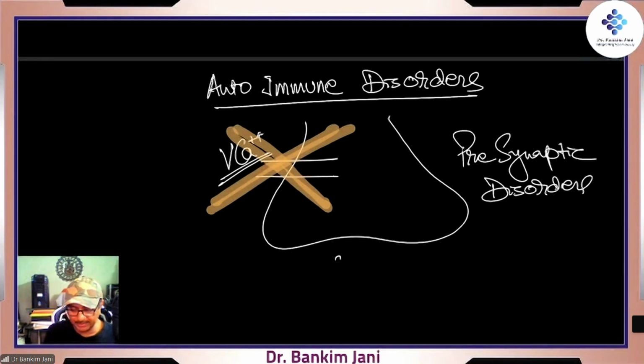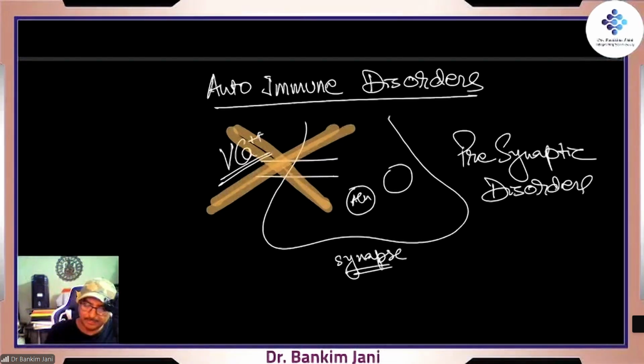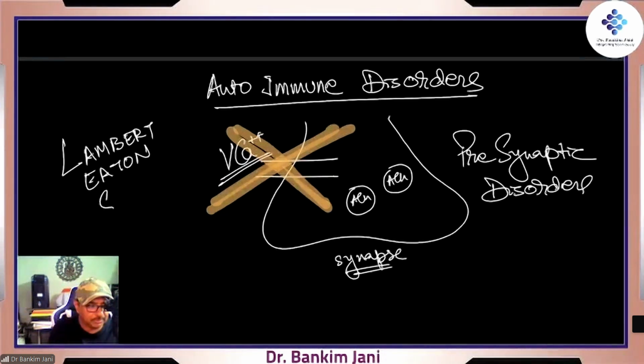Because the synapse is here. So in this presynaptic disorder, the voltage-gated calcium channels are destroyed. If they are destroyed, that means there won't be any calcium going in. If the calcium is not going in, those vesicles will keep on moving inside, loaded with acetylcholine, but it would never be released. This is the condition called Lambert-Eaton syndrome.